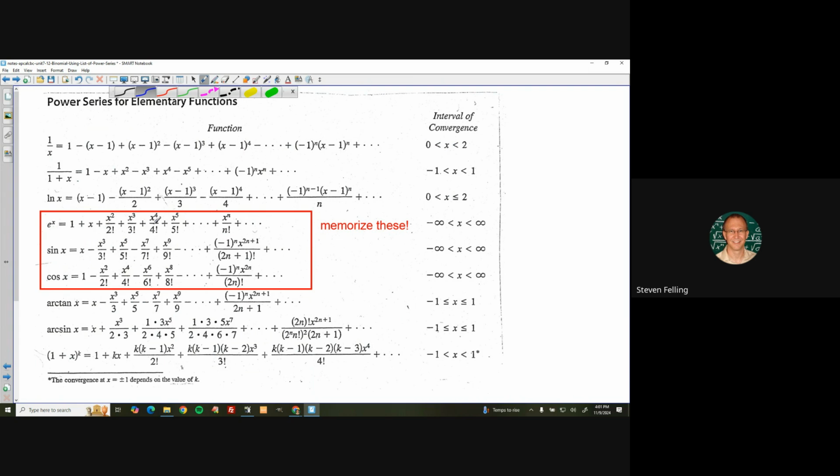So on the list, you've got some terms written out. But you also have an expression for the nth term, which is handy if you're trying to write them in summation form, right? All right, so let me show you how I memorize these.